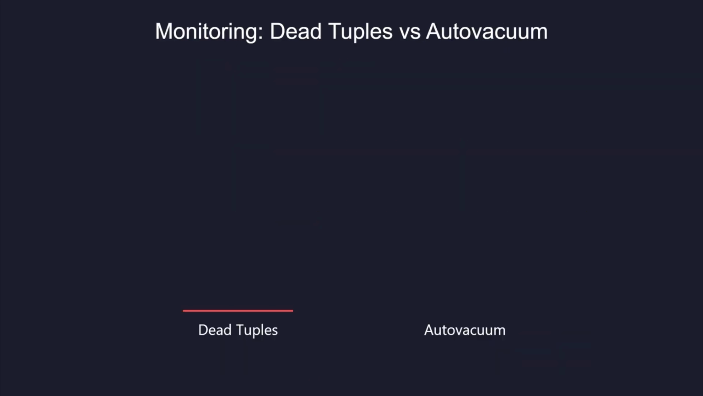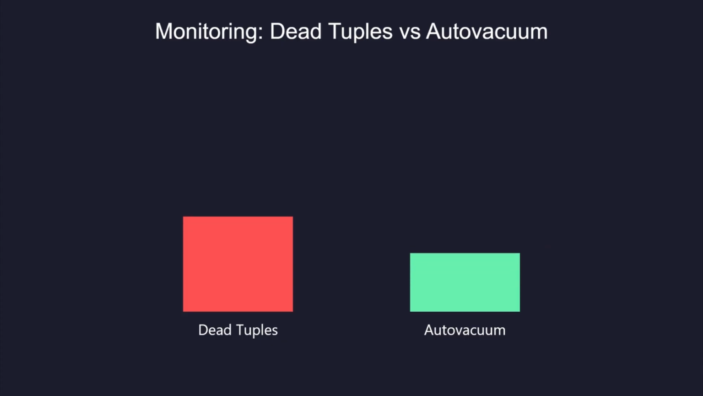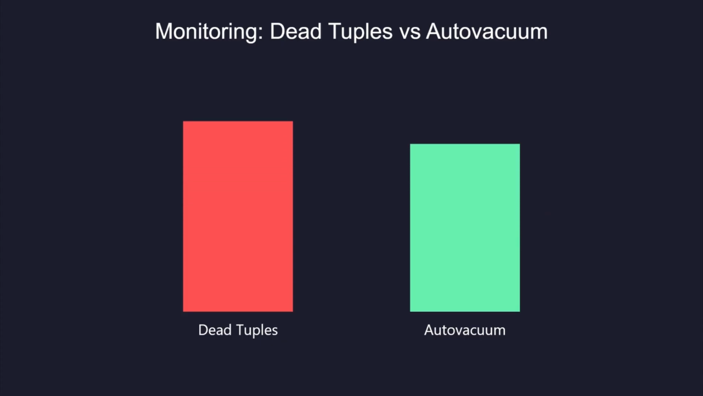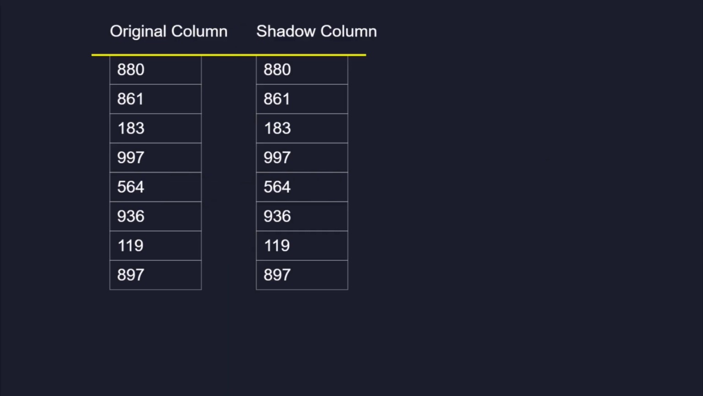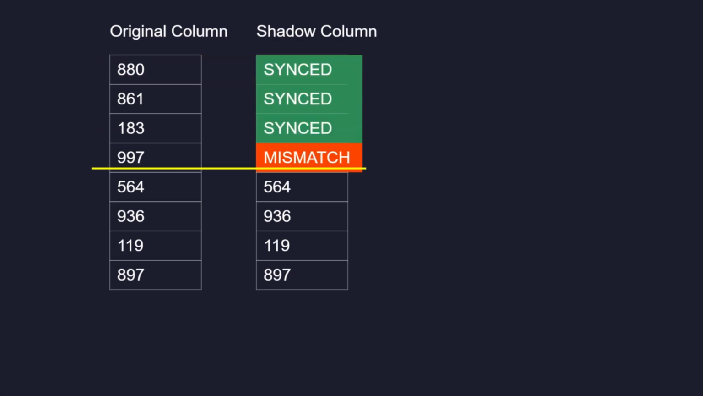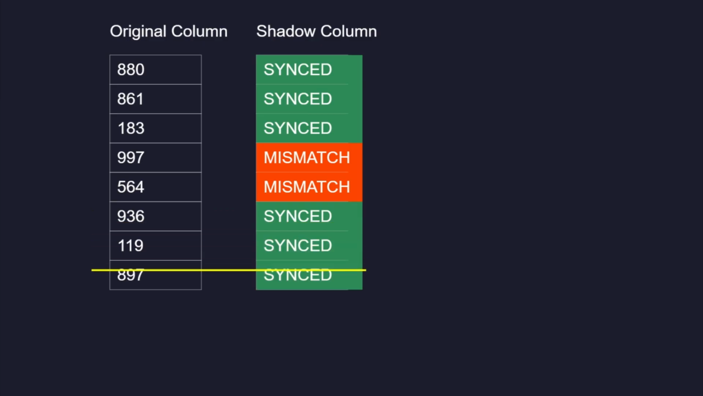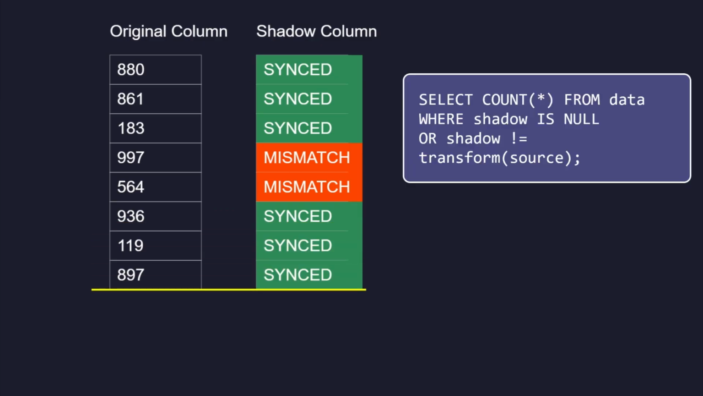Frequent updates during migrations create dead tuples. Monitor the dead tuple count and the autovacuum progress. If the vacuum cannot keep up with your migration batches, the table will grow significantly, leading to degraded read performance across the system. Before switching the application to the new column, verify that all rows are synchronized.